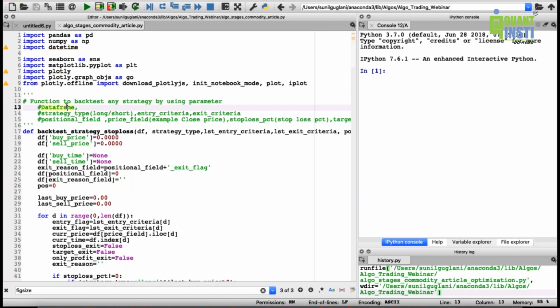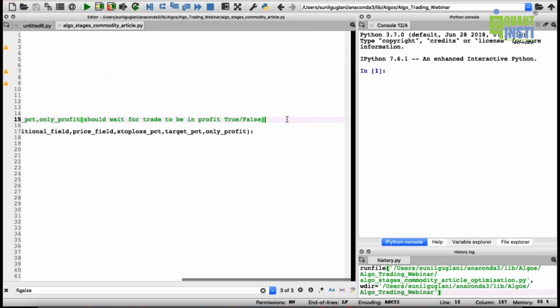The first parameter, the data frame, is nothing but the raw data like open, high, low, close price. Then the strategy type, long or short: whether we want only a long strategy or a short strategy, that we have to mention. What will be the entry or exit criteria? What will be the price field? Generally people use close price, but in this function we can even use open price. So we can specify which particular field will be considered for the calculation of the buying or selling price. What will be the stop loss percentage? What is the target percentage? All these things can be configured here.